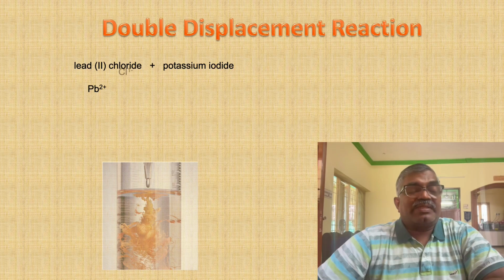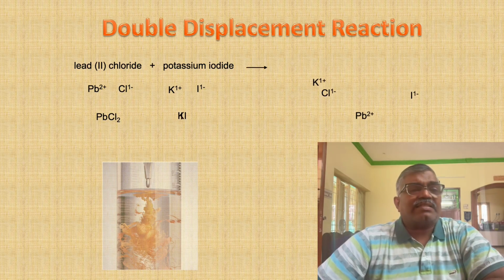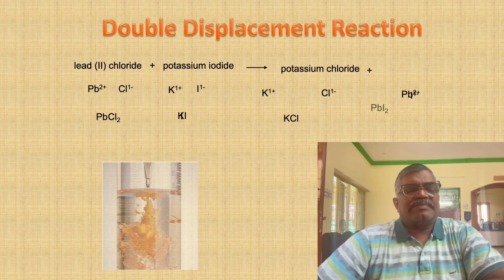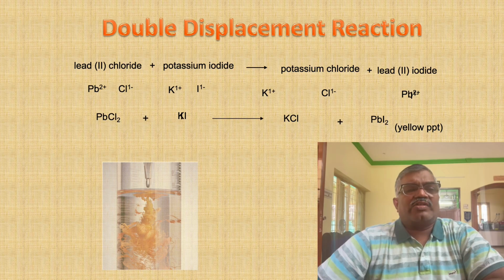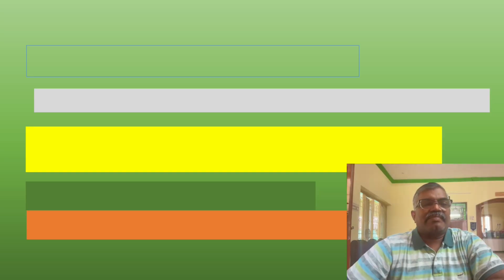One more example I want to explain is lead(II) chloride reacting with potassium iodide. You can clearly see the lead ion and chloride ion, potassium ion and iodide ion. So the exchange of ions takes place here, and that is a double displacement reaction.